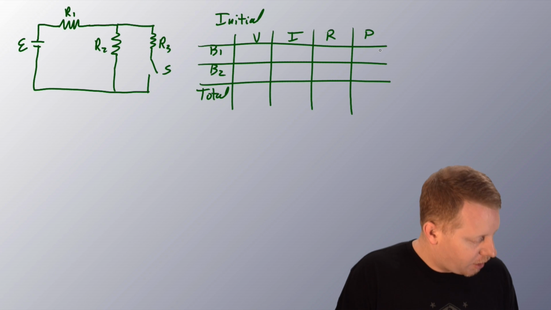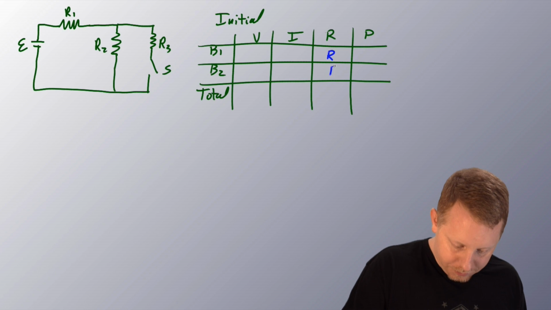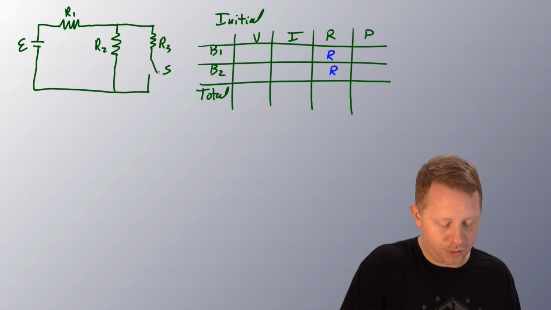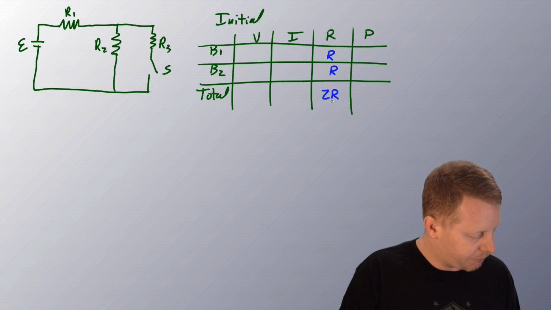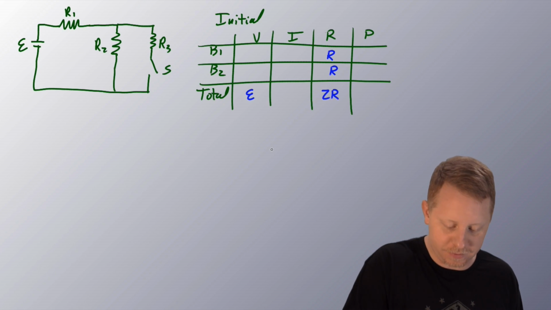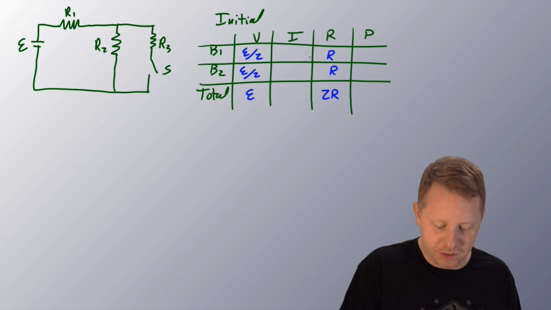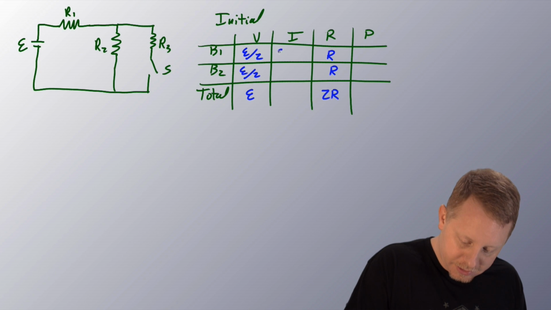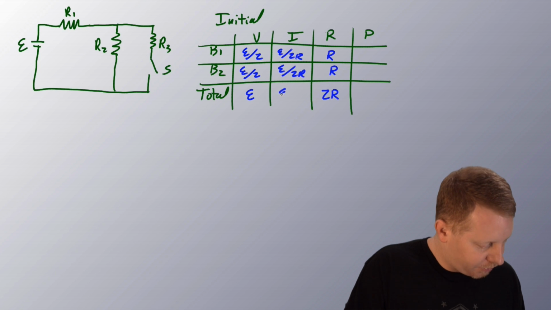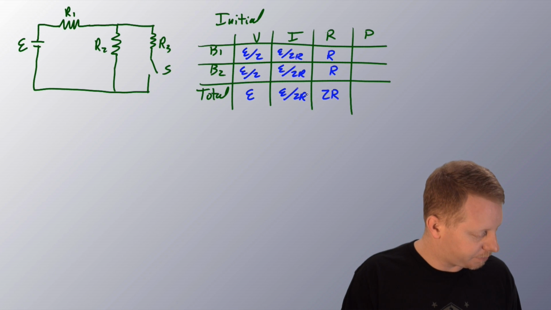And when we look at this, we know the resistance of each of our bulbs is R. And because this is open at the moment, what we really have is a series circuit, so our total resistance is just the sum of the resistances, 2R. And our total EMF is E, which means we're dropping half of that across each of those resistors. So E over 2, E over 2. Current is V over R, so this will be E over 2R, E over 2R, and of course E over 2R. It's a series circuit at this point, so the current is the same at all points in the circuit.